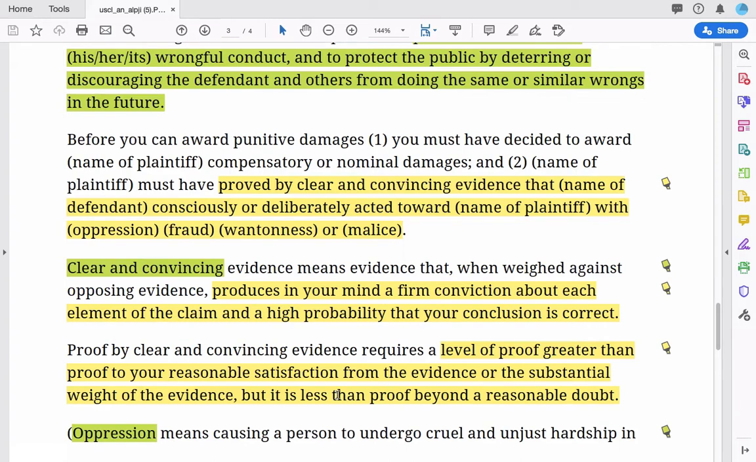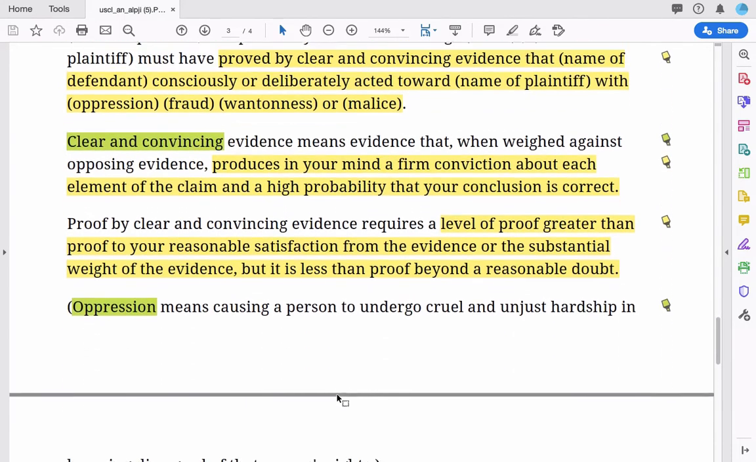Normally in civil cases, the old-fashioned way of saying it is preponderance of the evidence. You have two scales of justice, and if they just slightly tip in somebody's favor, then they've satisfied preponderance of the evidence. Then we have beyond a reasonable doubt for criminal. Clear and convincing is kind of in between.